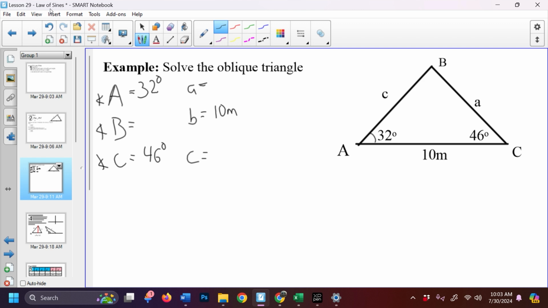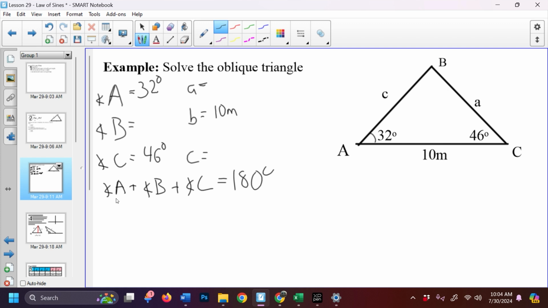I'm going to illustrate that by solving for angle B first, not using the law of sines, but using the triangle sum theorem. The triangle sum theorem states that the sum of all of the angles in a triangle has to be equal to 180 degrees. So if I were in this case to go angle A plus angle B plus angle C is equal to 180 degrees, that is a true statement.